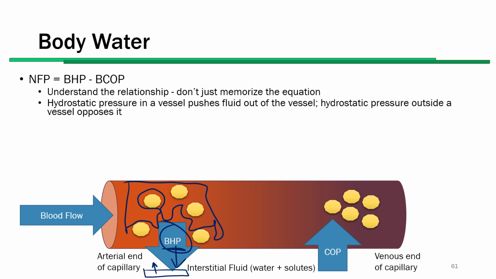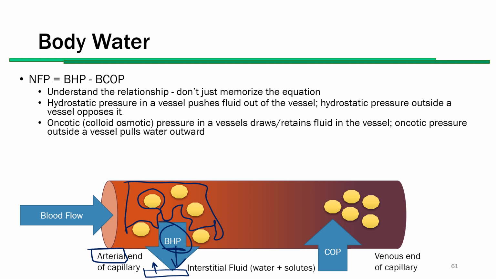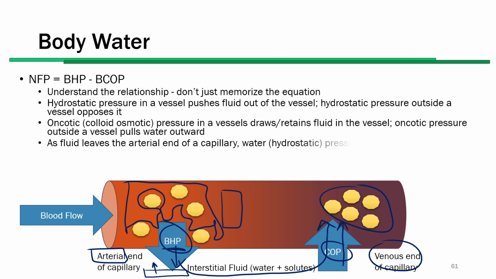On the arterial end, it's the blood pressure, or the blood hydrostatic pressure, that's pushing the fluid out by filtration. Colloid osmotic pressure draws that fluid back in. As more of this volume is lost by filtration, these proteins become more concentrated, and as they become more concentrated, they pull that fluid that was filtered back into the blood at the venous end of the capillary. So that's going to pull the water back in.